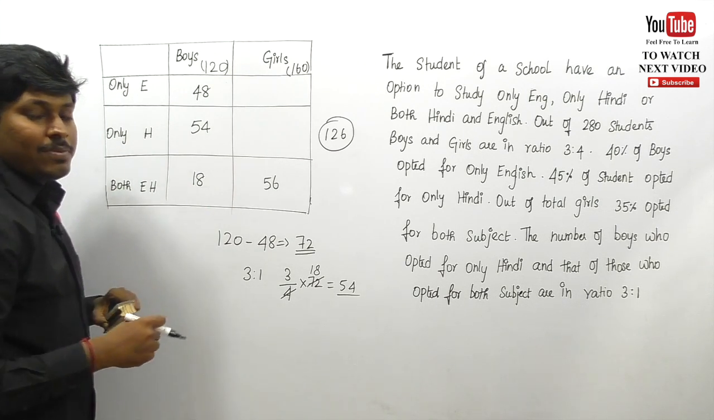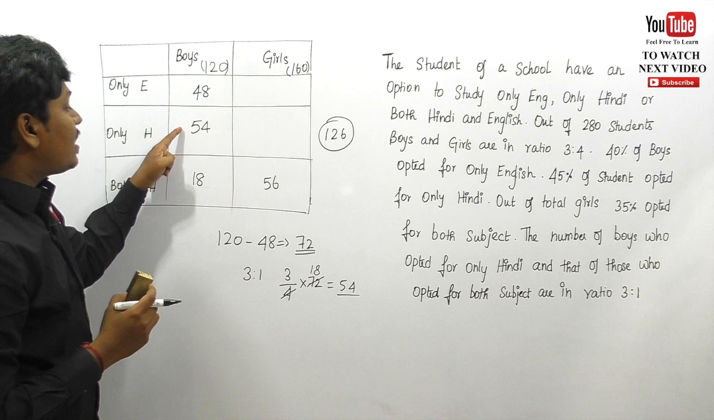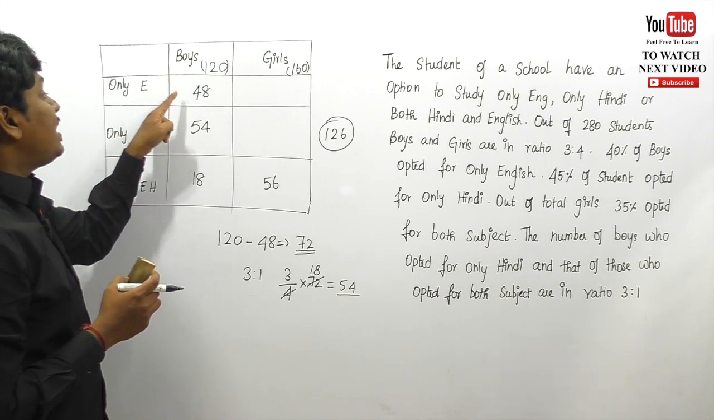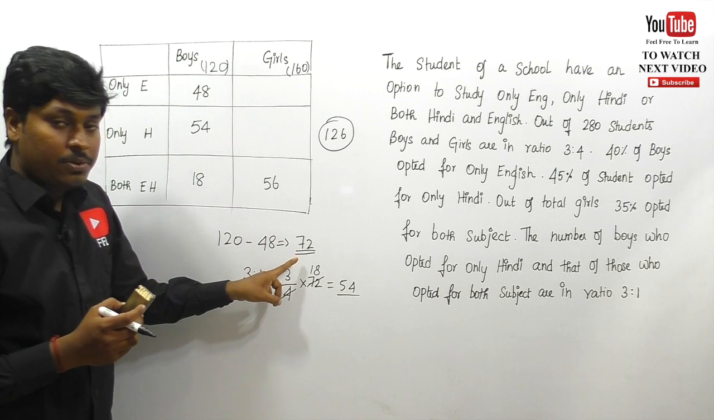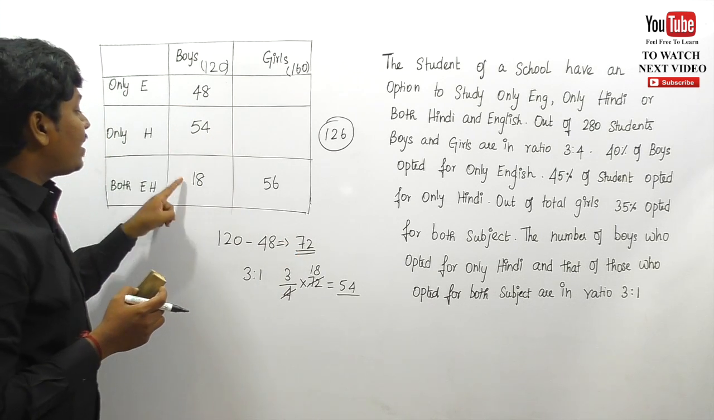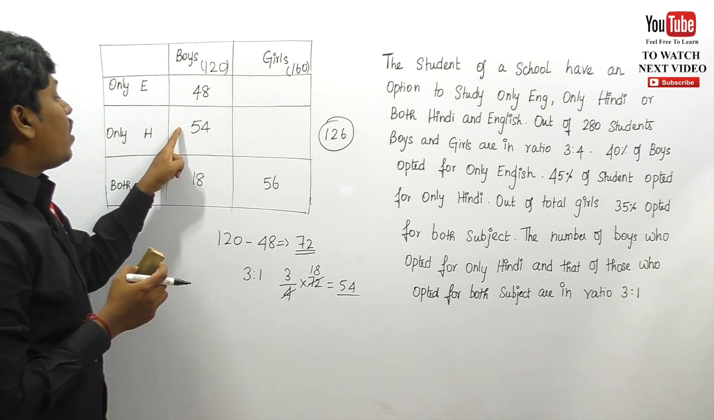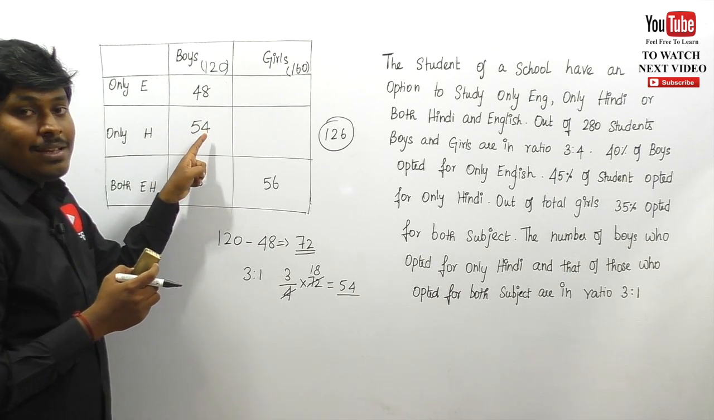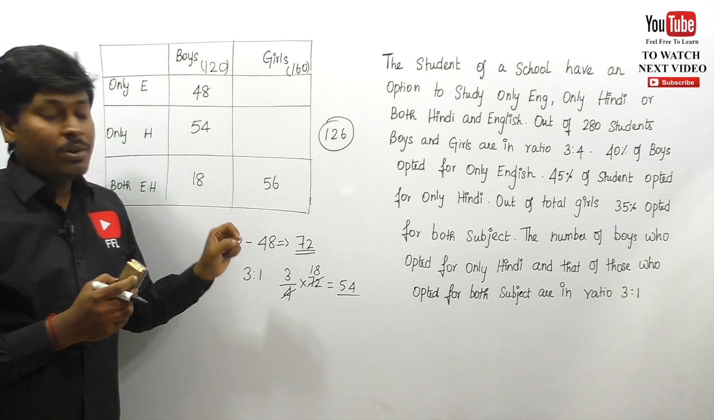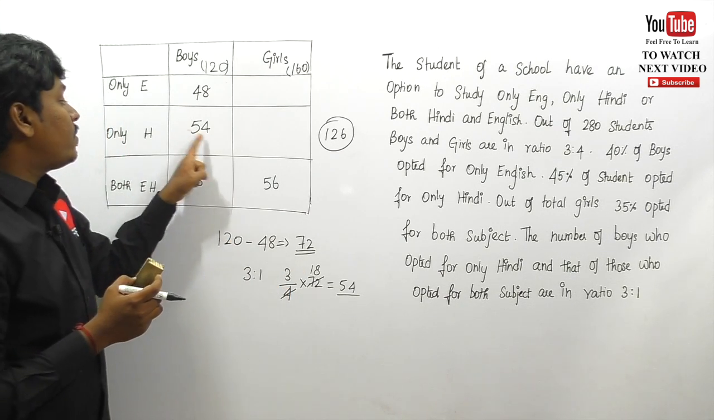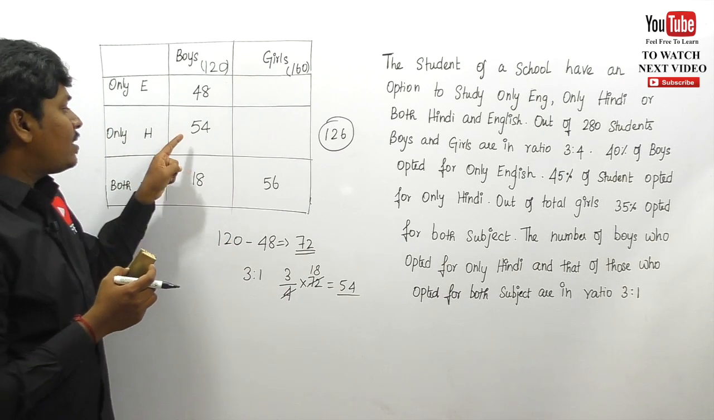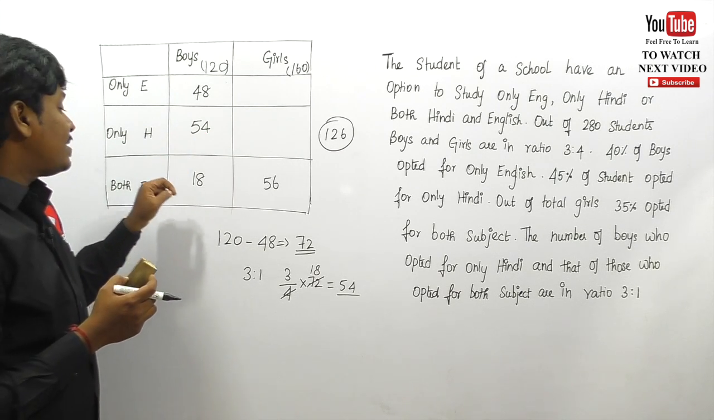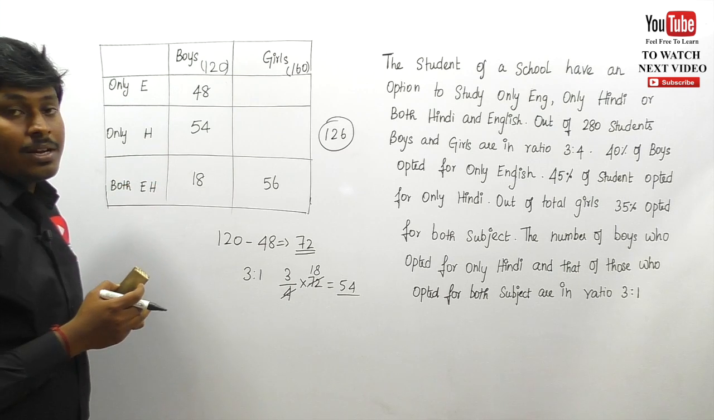So friends, clear on the concept, this is the most important line, friends. They are in a ratio 3:1. We know the total number of boys is 120. So subtract only English boys, that is 48. The remaining will be 72. And this 72 shows that the remaining are in ratio 3:1. So let me find how many boys opted for only Hindi. That is 3 divided by total ratio 4, into 72. So I can say that 54 opted for only Hindi. And we know that this is in a ratio 3:1. If this is 3 ratio, then 1 ratio will be 18. So I can say that the boys who opted for both English and Hindi are 18.